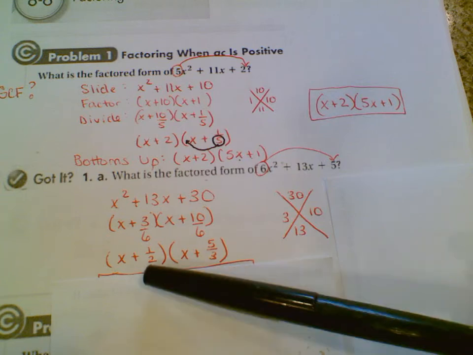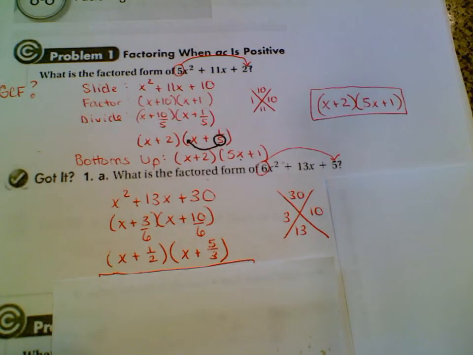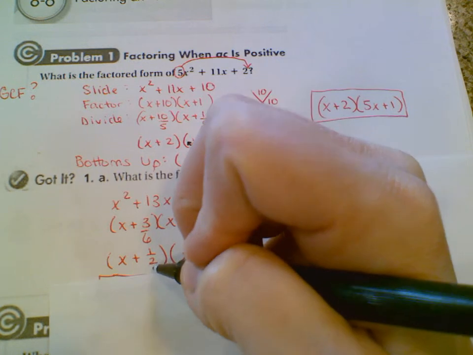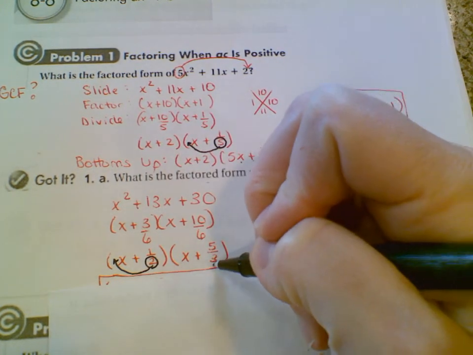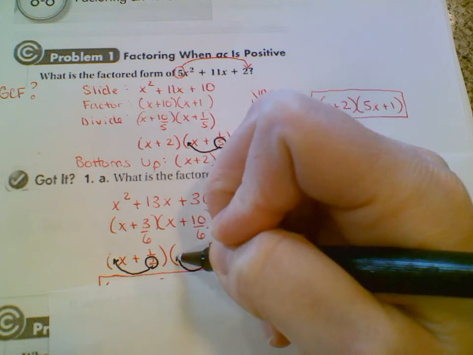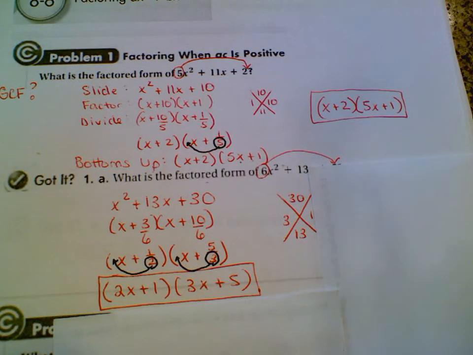Notice you end up getting fractions on both of those. So you're going to have to bottoms up on both of them. So the 2 will come out of the bottom and come up. The 3 will come out of the bottom and come up as well. So my new answer would be 2x plus 1, 3x plus 5.